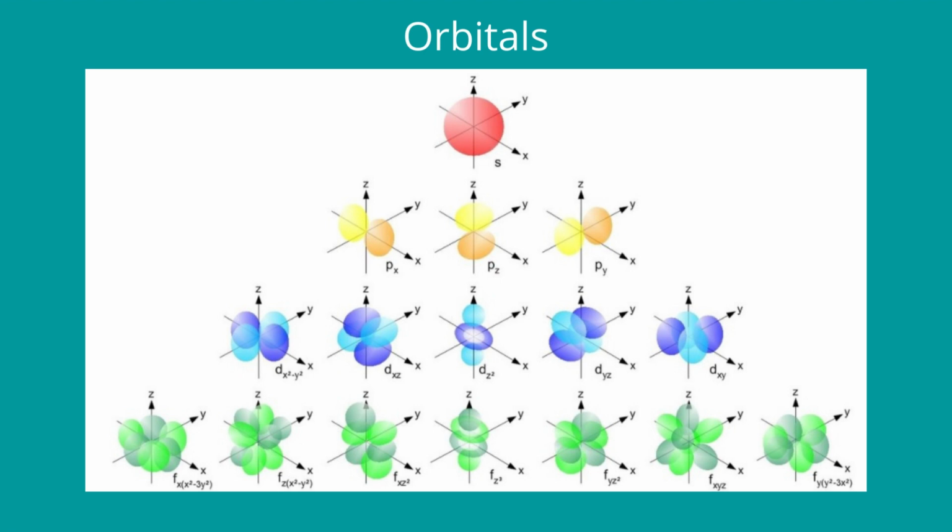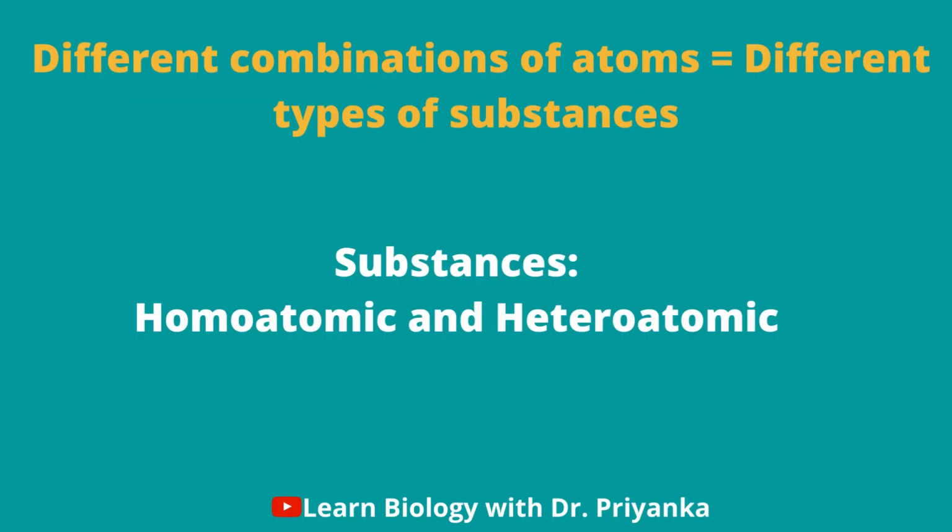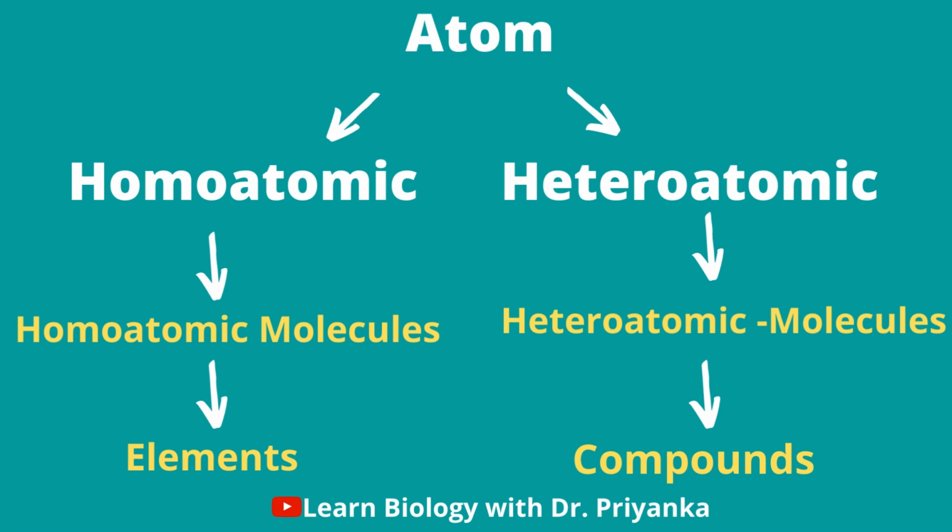Now we come to different combinations of atoms that form different types of substances. Atoms may be homoatomic or heteroatomic. Homoatomic means they have only similar types of atoms, and heteroatomic means they have different types of atoms. So here we see any molecules that are formed of the same types of atoms form an element, while any molecules that are made up of different types of atoms form compounds.